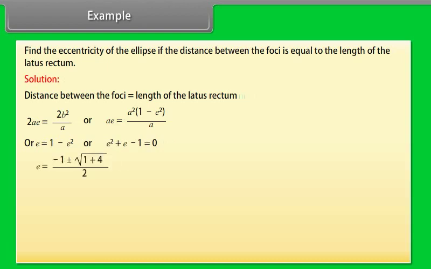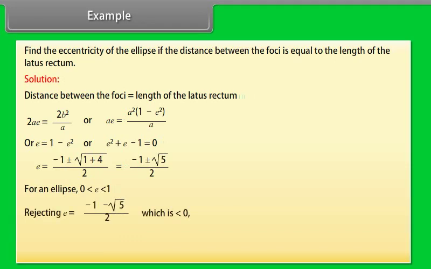e equals (minus 1 plus or minus root of 1 plus 4) upon 2, which is equal to (minus 1 plus or minus root 5) upon 2. For an ellipse, 0 is less than e is less than 1. Rejecting e equals (minus 1 minus root 5) upon 2, which is less than 0, we have e equals (root 5 minus 1) upon 2.